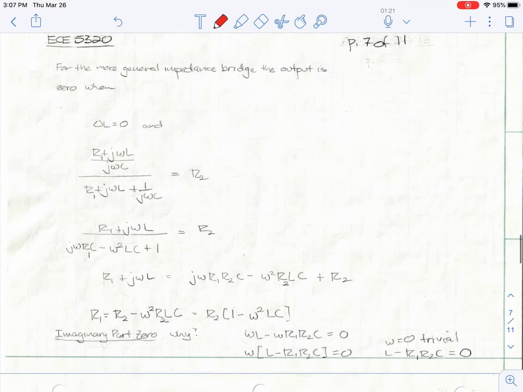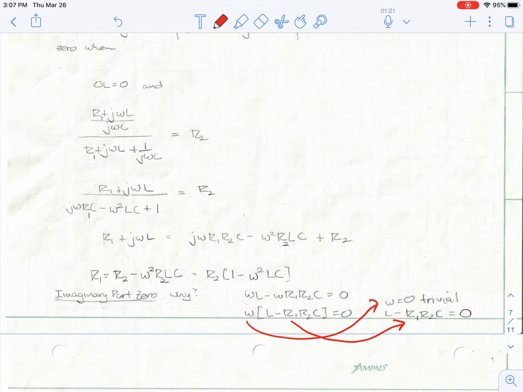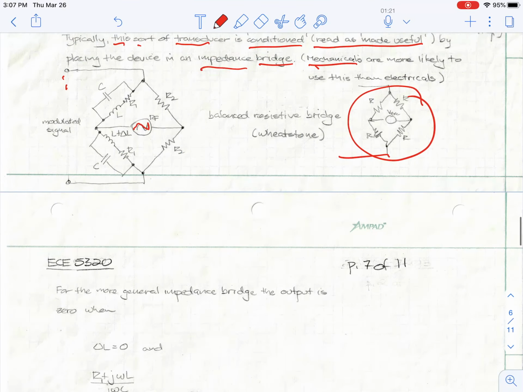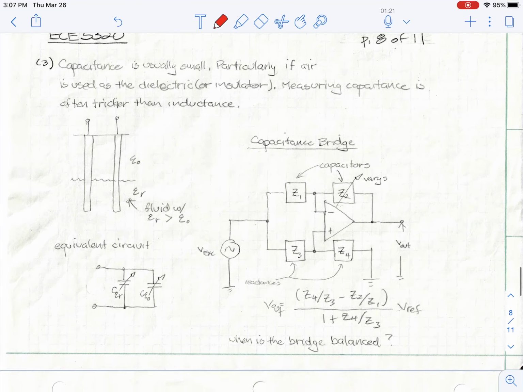Okay, these are some general equations for the impedance bridge and showing when it's balanced. When it's balanced, the imaginary parts will go to 0, and the conditions for which that will occur are the trivial example of omega equals 0, and this condition that's shown here. So that's when the system will balance, and then I will get 0 output, and then I can detect small changes in inductance in one of the legs, and that will give me the information I need.